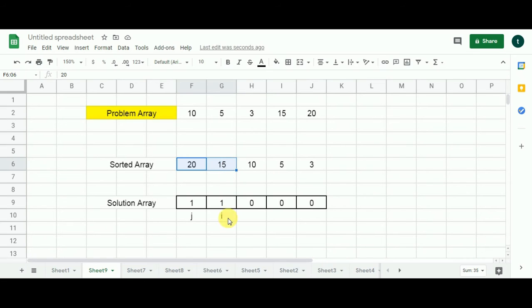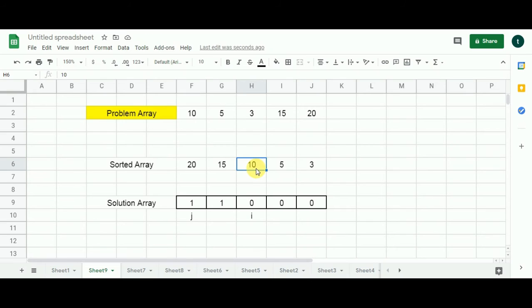Now i is going to move one cell to the right and j is going to come back to its base position, which is one cell to the left of i. Now here j represents 15 and i represents 10. Is 15 divisible by 10? No. Alright, so nothing happens. Okay, now j moves one cell to the left. Over here j represents 20 and i represents 10.